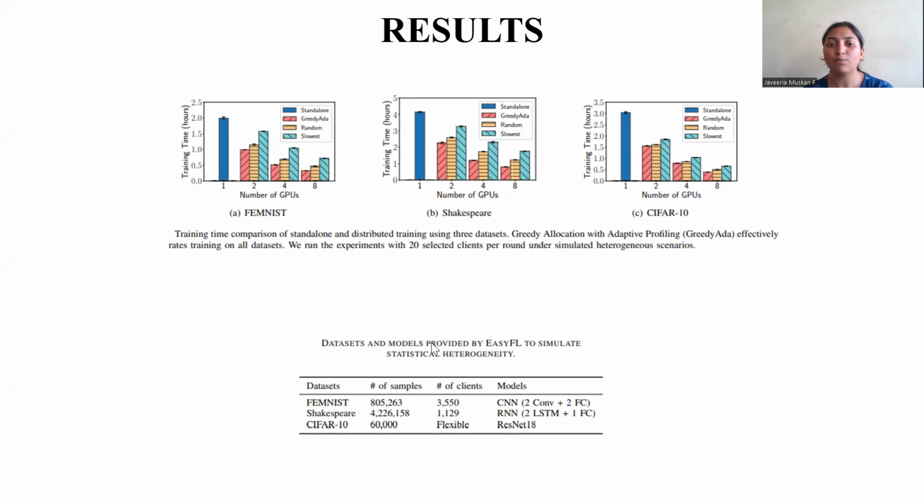And these are the datasets and models provided by EasyFL to simulate statistical heterogeneity. This shows the datasets, number of samples, number of lines, and the models that are used to train it. Thank you.